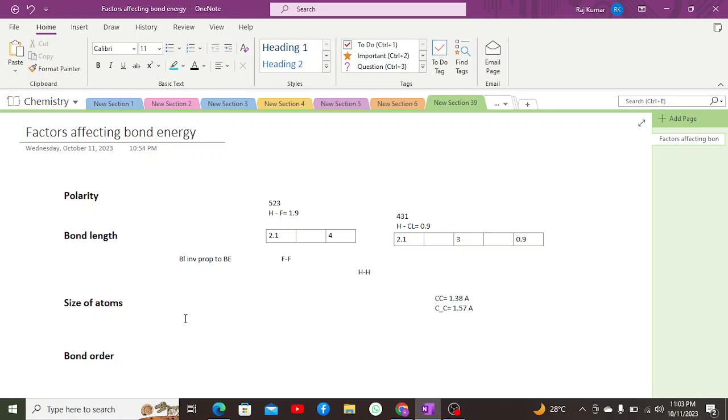Now, size of atoms: if the size of the atom is increased, the bond energy is decreased. How? Suppose fluorine and fluorine, where the atomic size is high. As there is high atomic size, there is more internuclear distance and less internuclear force, due to which a weaker bond is formed. That weaker bond has less bond energy as compared to hydrogen.